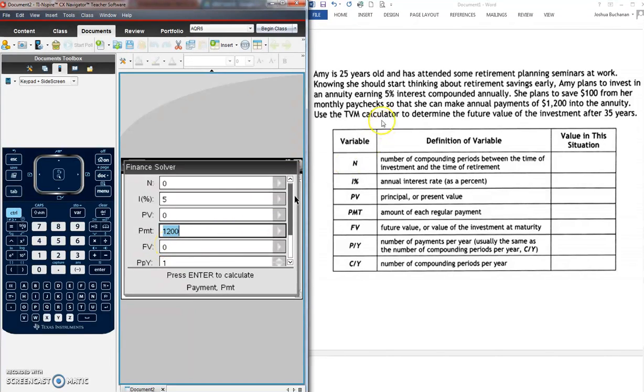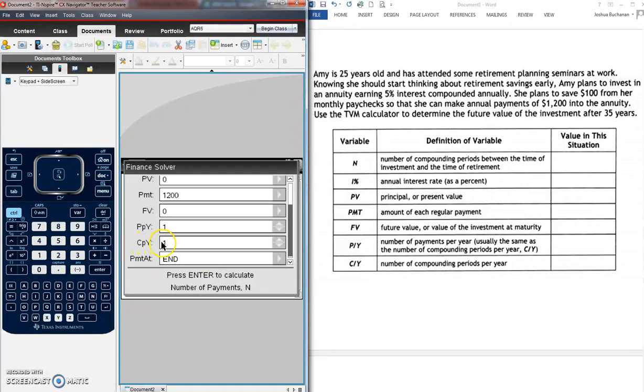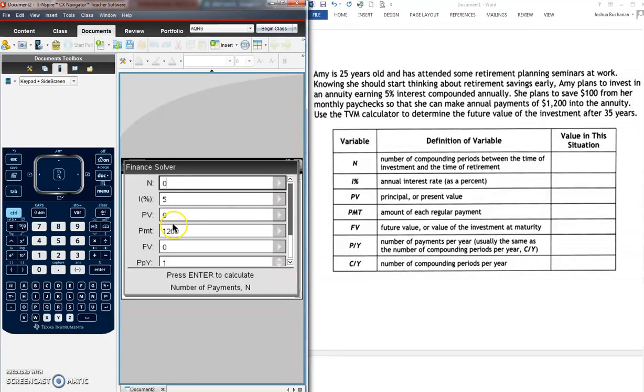So we need to continue on. It says here that the interest is compounded annually. That means PPY and CPY, the payments per year and the compound periods per year, is 1 because annually means once a year. And then we need to see that the time in the last sentence here is 35 years. So for N, we're going to take 35 times 1, and that's going to give us our N.